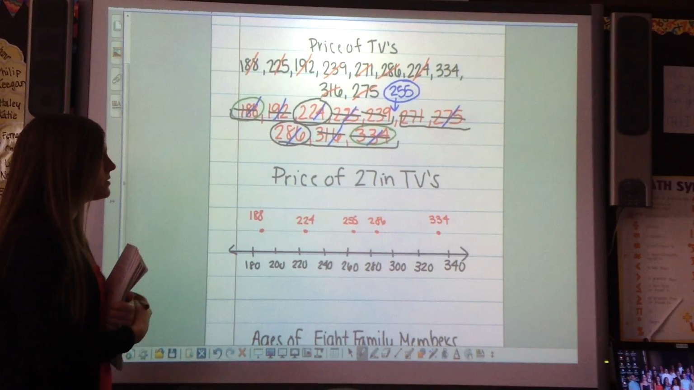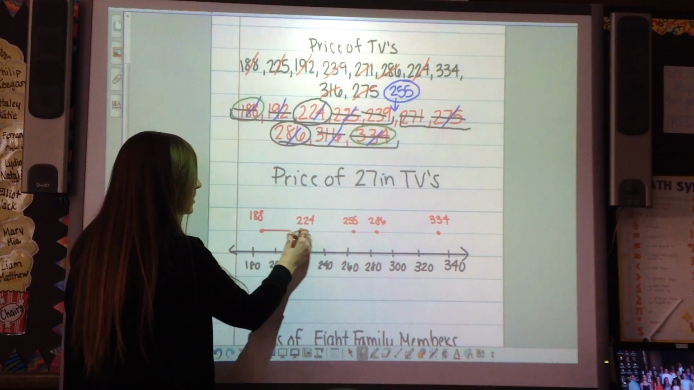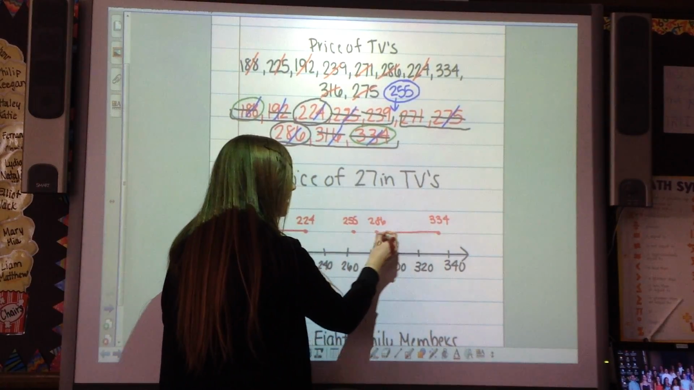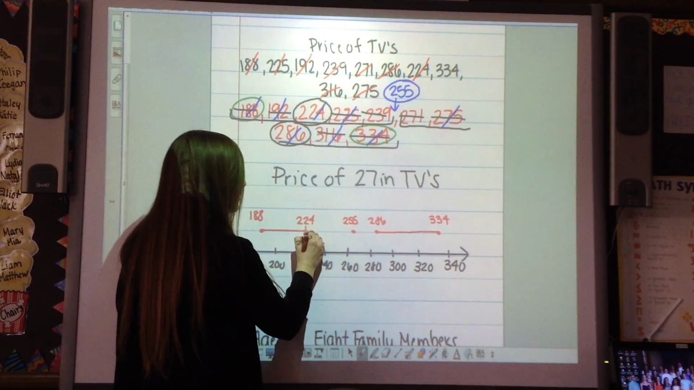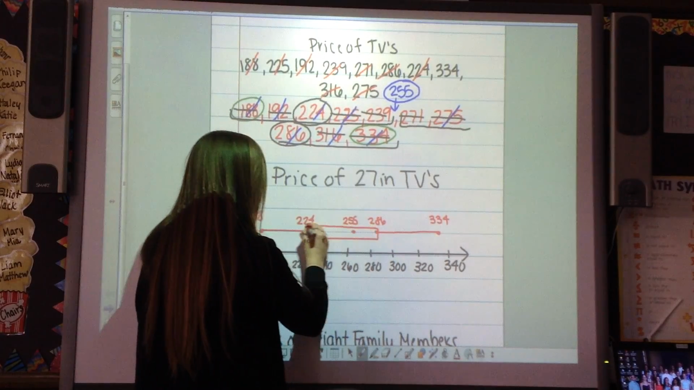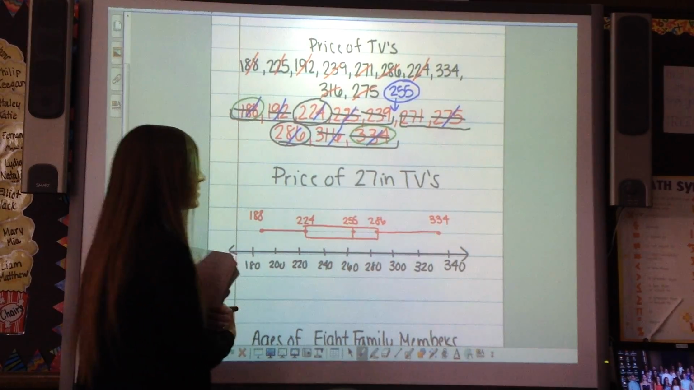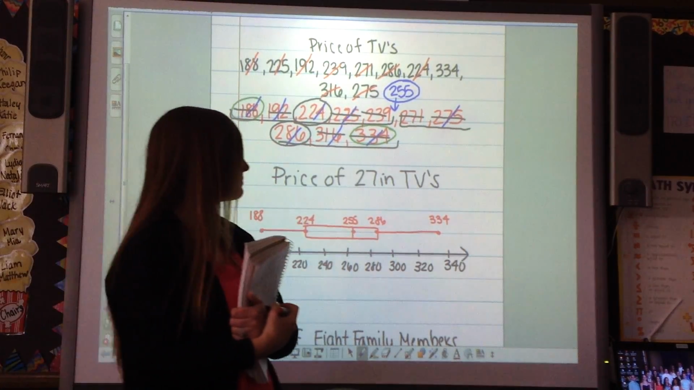When you make your box and whisker plot, you're going to connect the outer dots to the inner dots. The three inner dots are going to have a box around it. And then the median is just going to have a line through it.